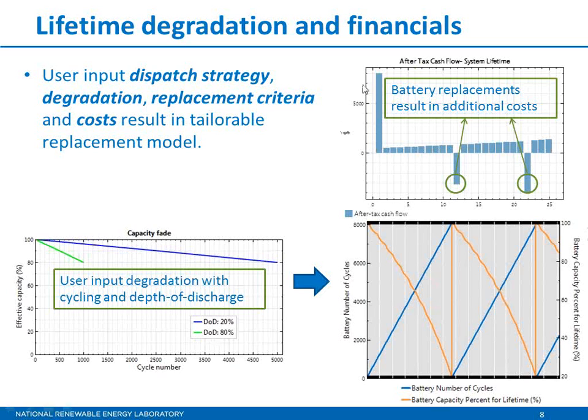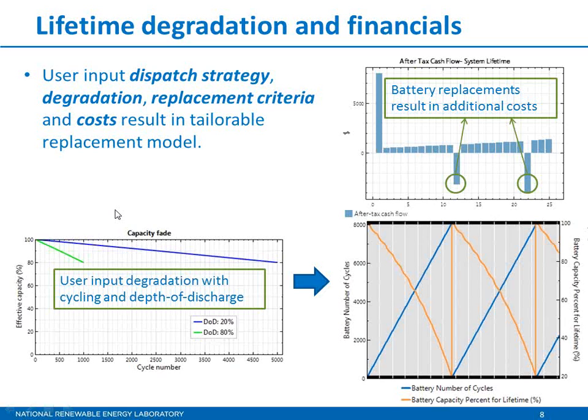And so in this top right plot here, you see basically the cash flows in the system. After about 12 years in this particular scenario, the battery has to be replaced, and you see this large cash flow. That's just a quick example of some of what this system replacement model captures.